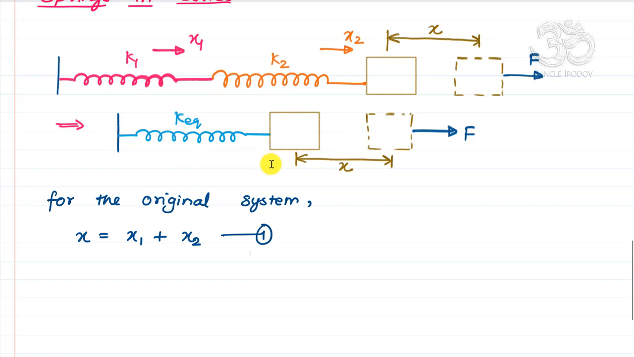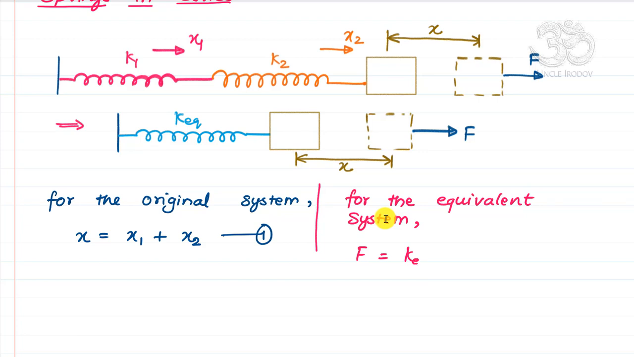Let us also try to figure out what equation will be satisfied in the second case. In the second case, for the equivalent system, so I'm going to write that on the right hand side itself, F should be equal to K equivalent times X. Let's keep it in our hands. That's equation number 2. And let's have a look at the first system and try to draw FBDs. Let us try to draw the FBD of the block, of the orange spring, and of the pink spring.